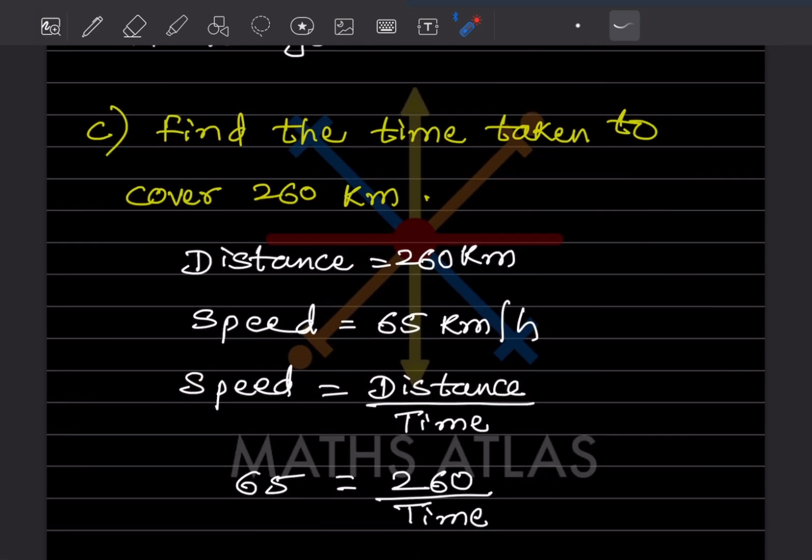And now we want the time. So speed is equal to, again, the same formula. In place of speed, we'll write 65. Distance we'll write 260. Time we don't know.